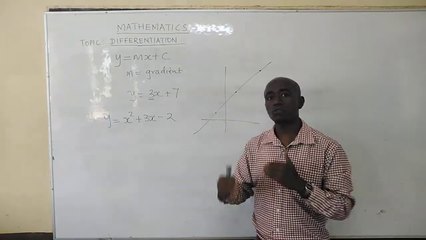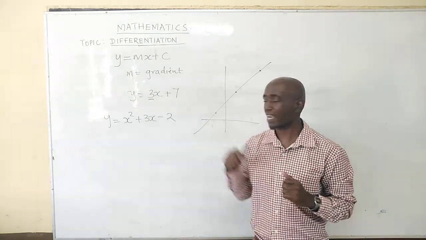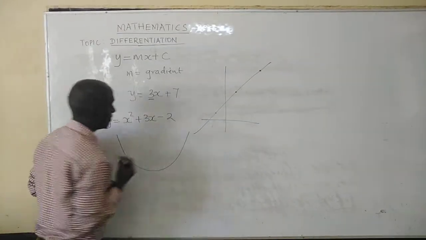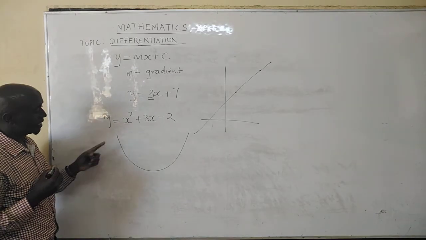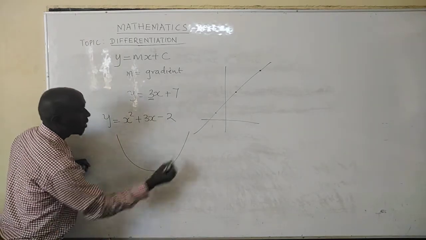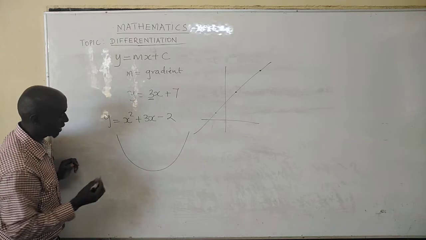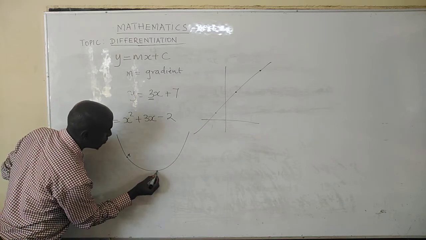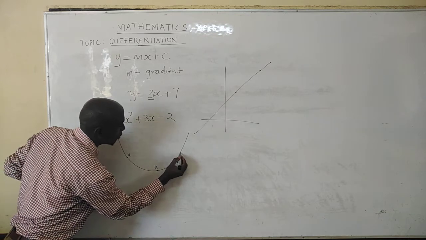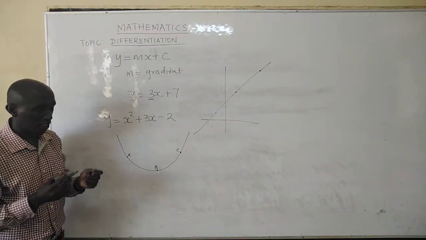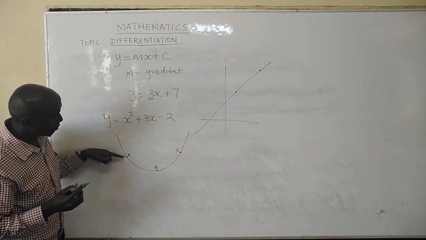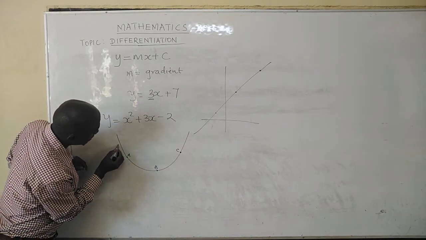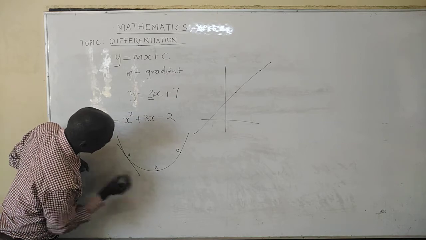The gradient keeps on changing. Since it is a curve, let's say this is our curve. So the gradient is not the same throughout. It is not constant. Let's say at this point, let's say A, at another point B, another point C. The gradient at those 3 points are not the same. Remember, gradient is slope. So at this point, the curve is moving down.